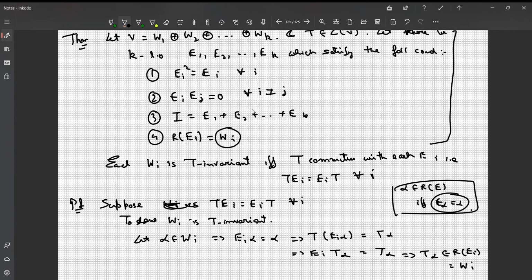So therefore Wi is T invariant, because if you choose an element from Wi, the image of that element under T is still in Wi. Alpha was arbitrarily chosen, right? So the image of the whole space Wi under T is contained in Wi, right? So the first part, the necessary condition, is obeyed.